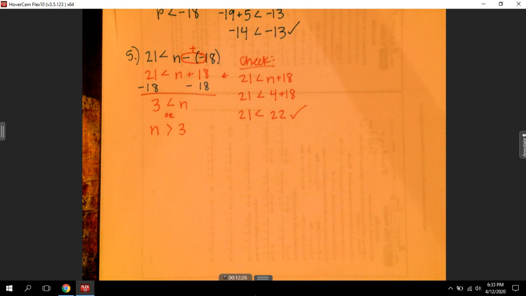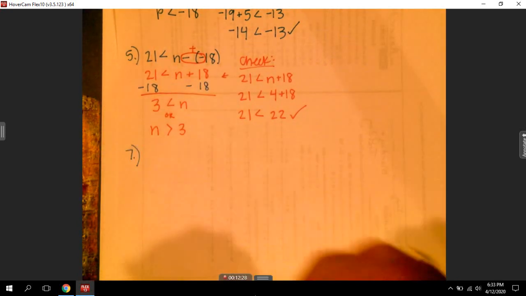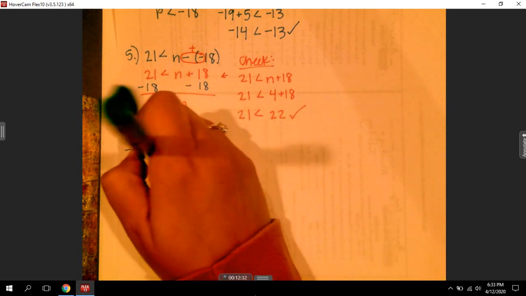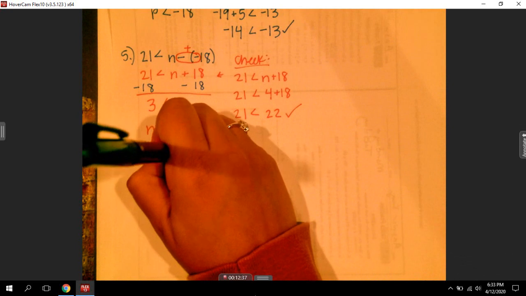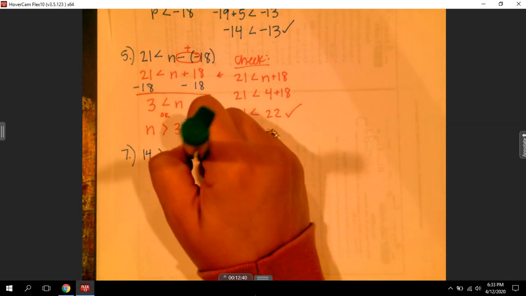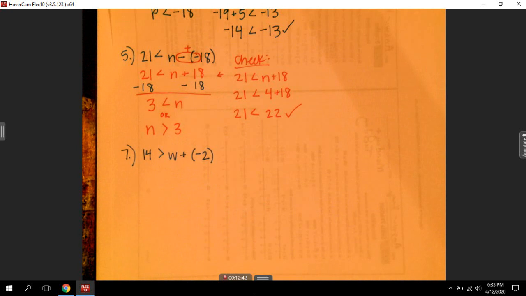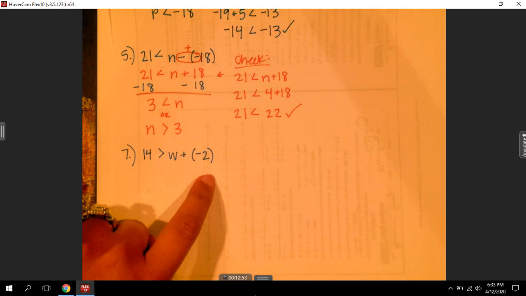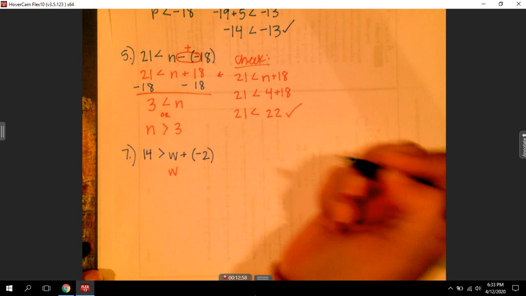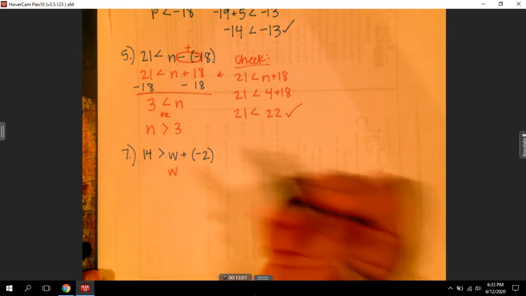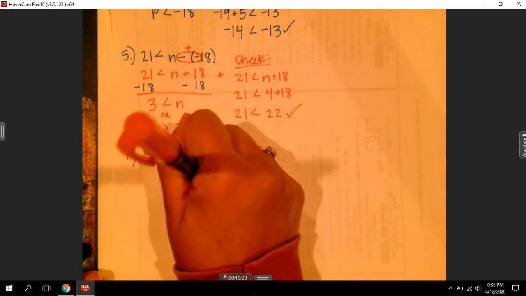All right, number 7. Let's see. We've got 14 is greater than w plus negative 2. Okay, what is the same as adding a negative? Remember that adding a negative is exactly the same as subtracting. So plus negative 2 is the same as saying just minus 2. So you're basically just getting rid of that plus sign. So this is the same as just w minus 2.